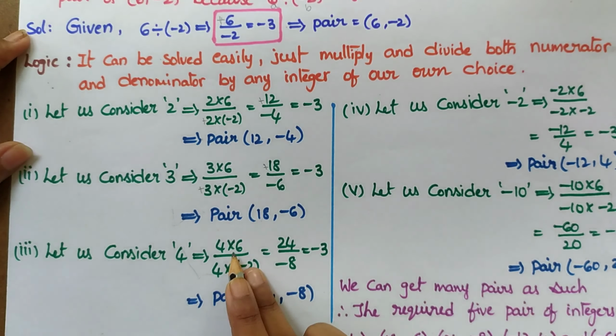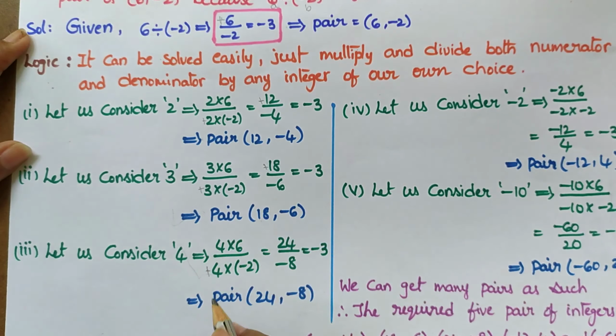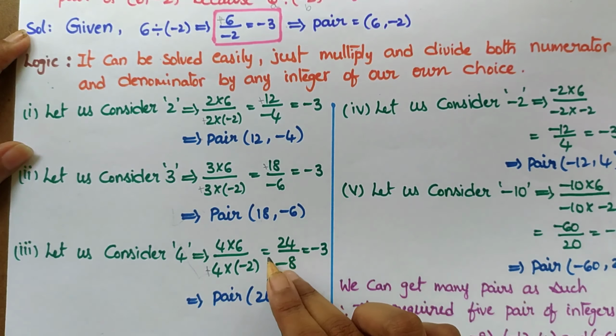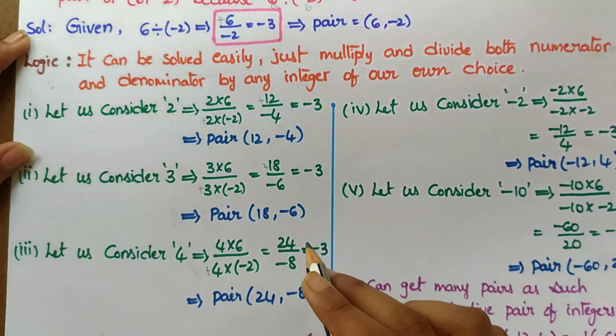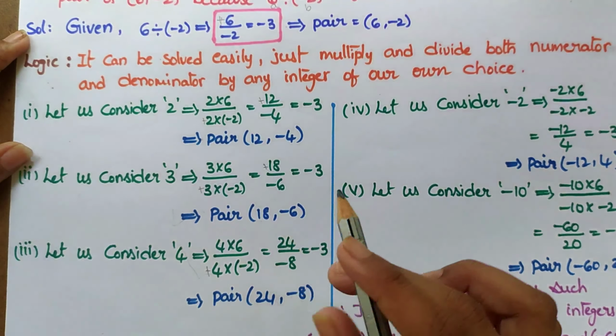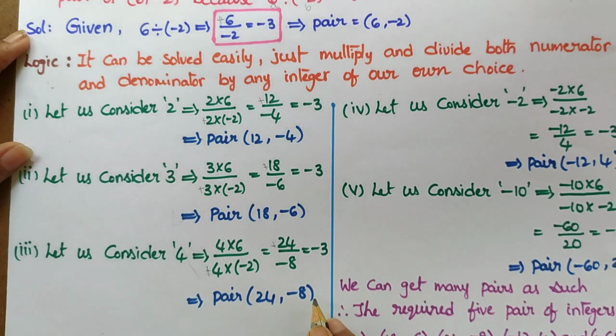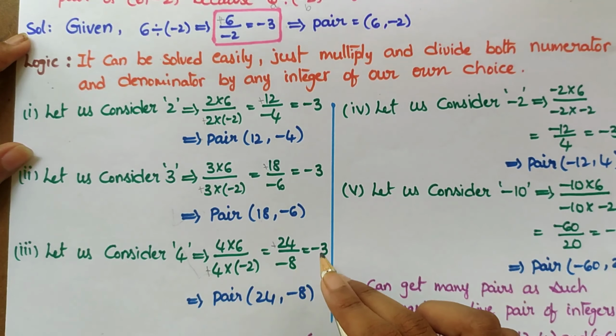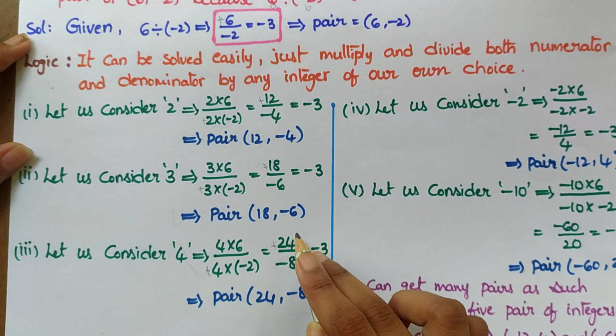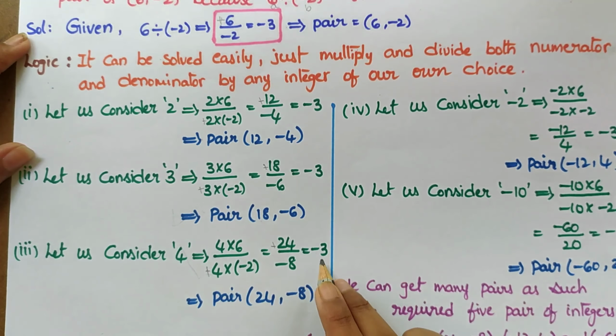Now 4 into 6 is 24 by 4 into minus 2. This is plus 4. So it is plus into minus. Minus 4 2s are 8. So it is 24 by minus 8. Now 24 can be written as plus 24. So it is plus 24 by minus 8. Now plus by minus is minus. 8 1s are 8, 8 3s are 24. So it is minus 3. Therefore the pair is 24 and minus 8.